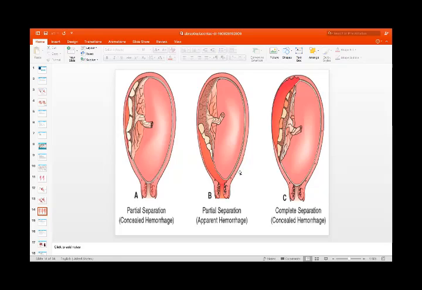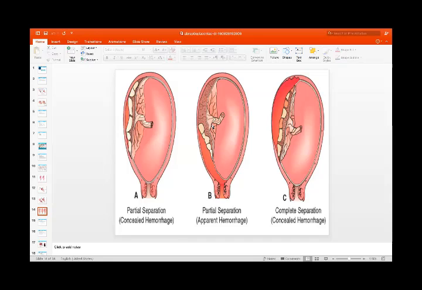Now, these are the degrees of abruption. Here, this placenta is partially separated. It is attached over here, separated from here, and again attached over here. So this is partially separated.